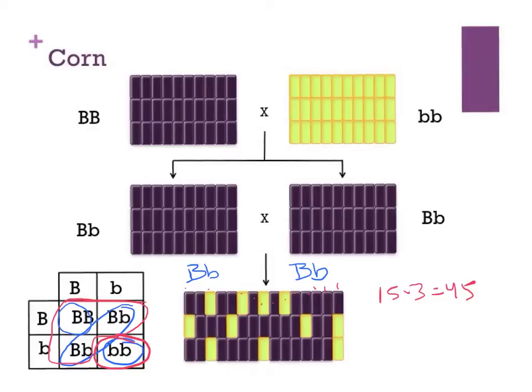And in this case, it might be easier to count the yellow. 1, 2, 3, 4, 5, 6, 7, 8, 9, 10, 11. So we have 11 yellow and 34 black. And you can see that's about a 3 to 1 ratio.